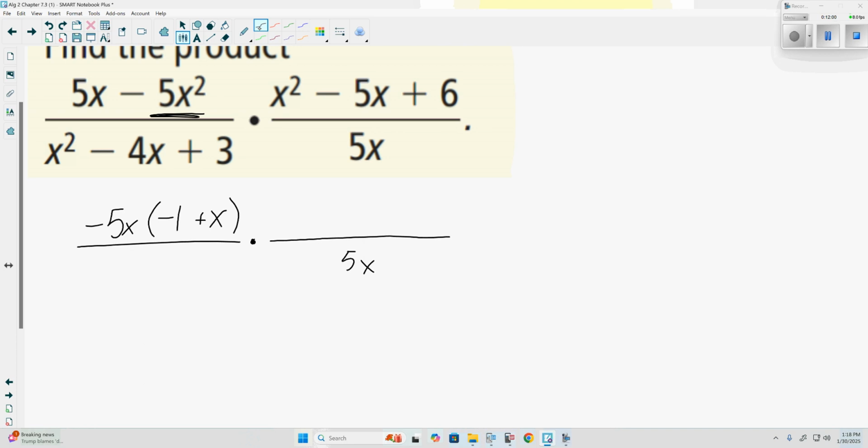Does that make sense? All right. Questions so far? What do we want to factor next? Bottom, x squared minus 4x plus 3.